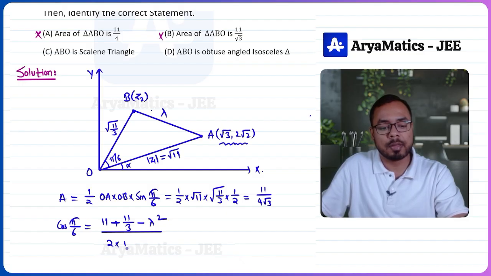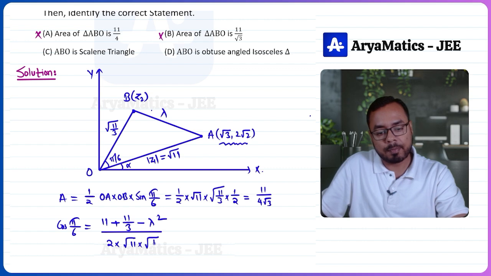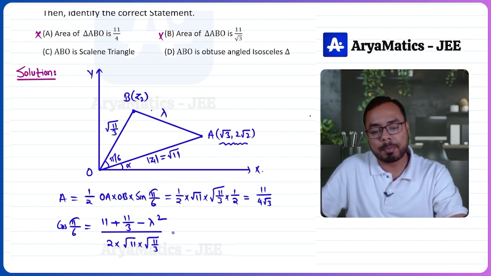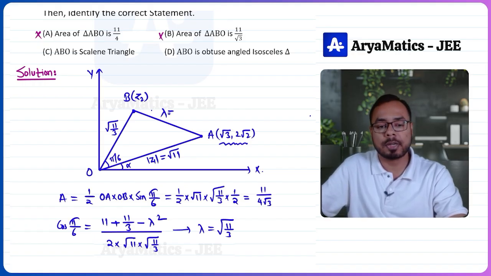OA is root 11 and OB is root over 11 by 3. So using this formula, we can find the value of lambda. Once you simplify this one and do the calculation, you will find that lambda will be root over 11 by 3, right? So that means this third side is root 11 by 3.